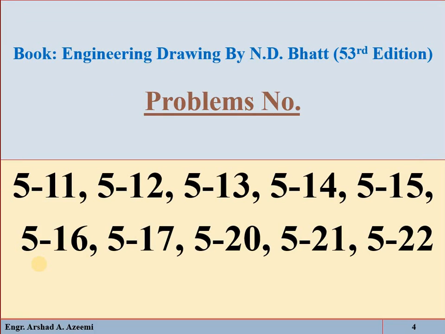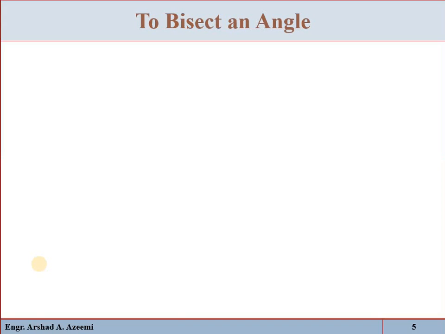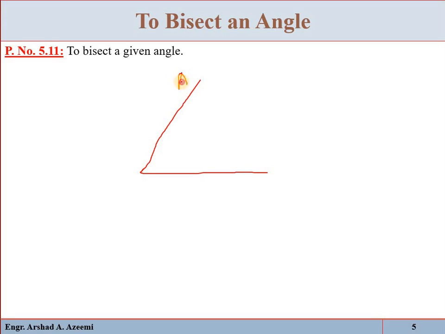So in this tutorial, we will solve different problems from the Engineering Drawing book, 53rd edition by N.D. Bhat. Problem 5.11: to bisect a given angle. Suppose an angle is given, let this be A, B and C. For example, this angle is given and we have to bisect it, divide it into two equal parts. So with B as center, and of any radius, draw an arc which will cut AB at point D and BC at point E.